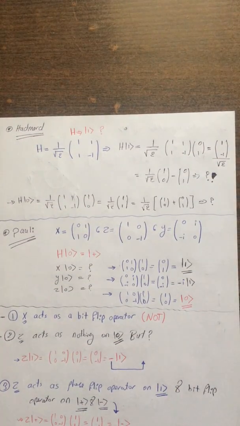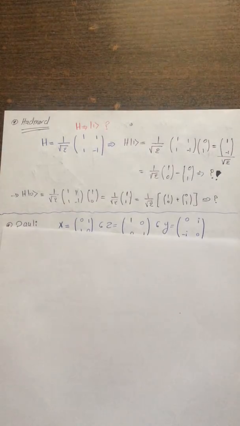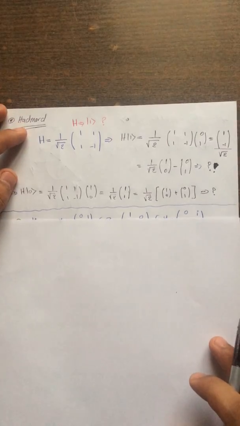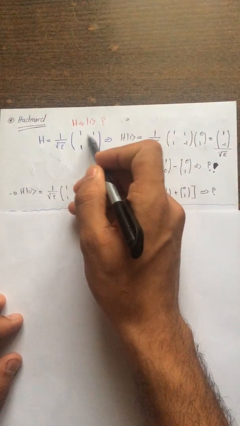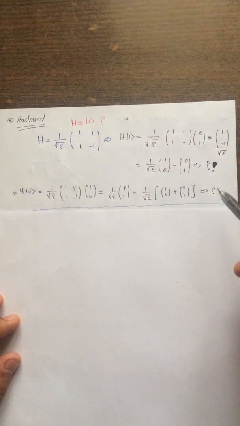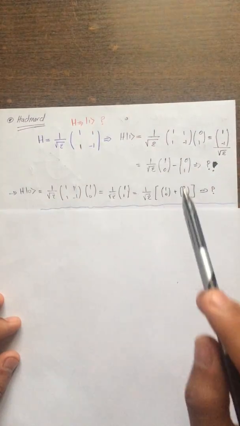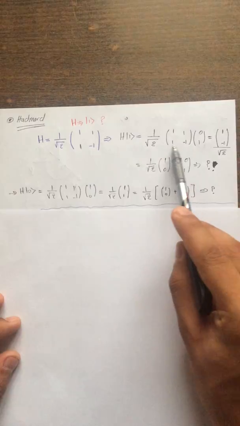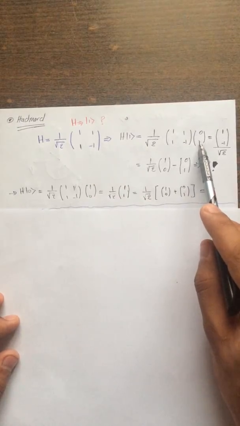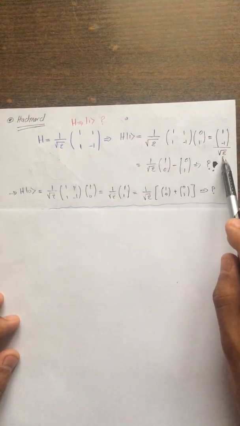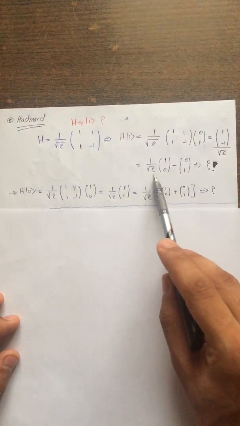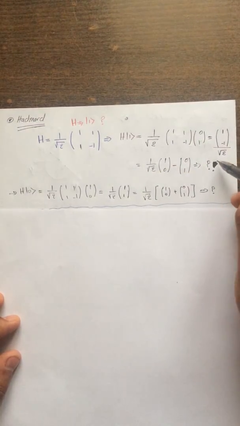So the Hadamard operator here is this kind of matrix: 1 over square root 2, times 1, 1, and 1, minus 1. If I apply simple matrix multiplication on the 1, you get 1 minus 1. So expand it, and you will find that this is actually a minus sign.